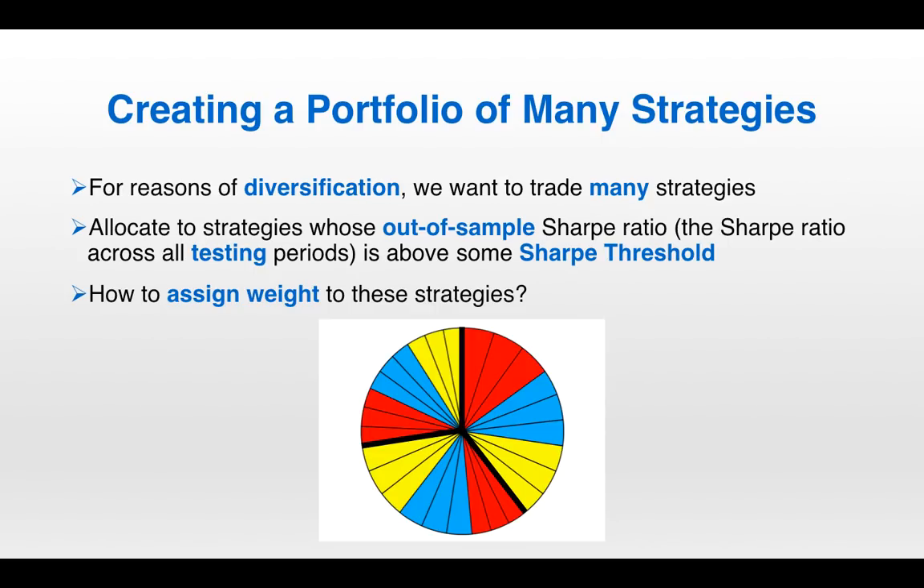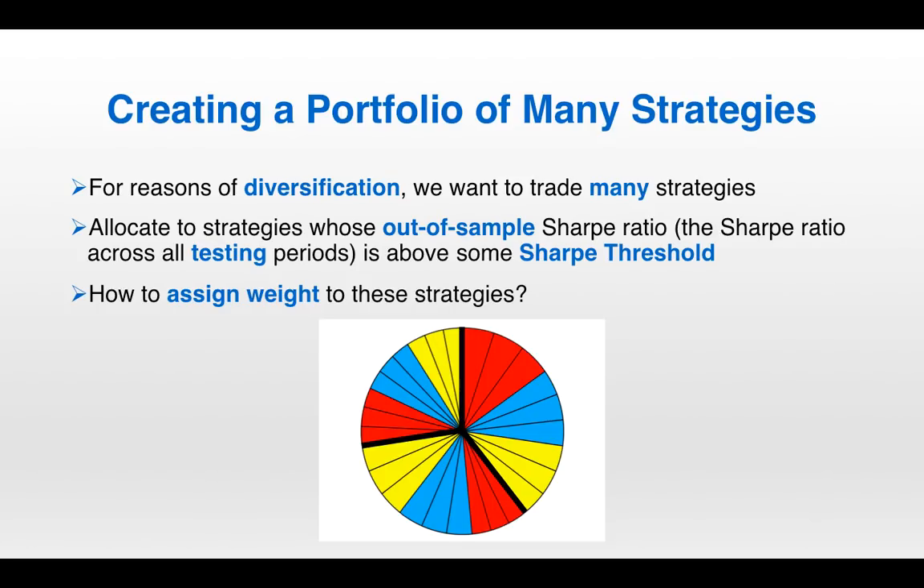We do that by looking at the out-of-sample Sharpe ratio of other strategies. That will be the Sharpe ratio across all testing periods. We're not concerned really at all about the in-sample Sharpe ratios in this case. And we want to select strategies that have an out-of-sample Sharpe ratio above some Sharpe threshold. So the other methods of selecting a fixed number of strategies or selecting a percentage of all strategies tested, while they could work for choosing parameter sets for a strategy, make less sense for choosing which strategies to allocate to a portfolio.